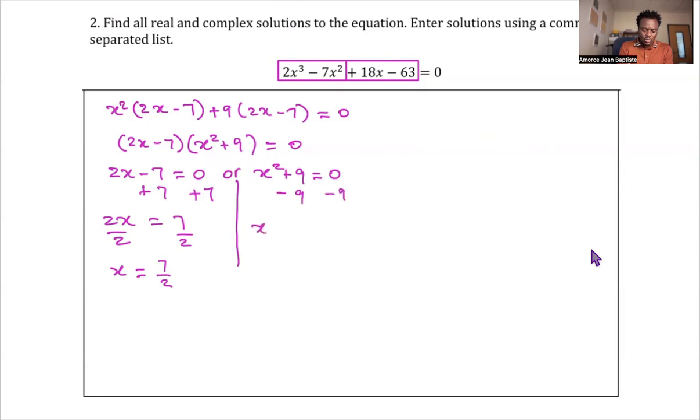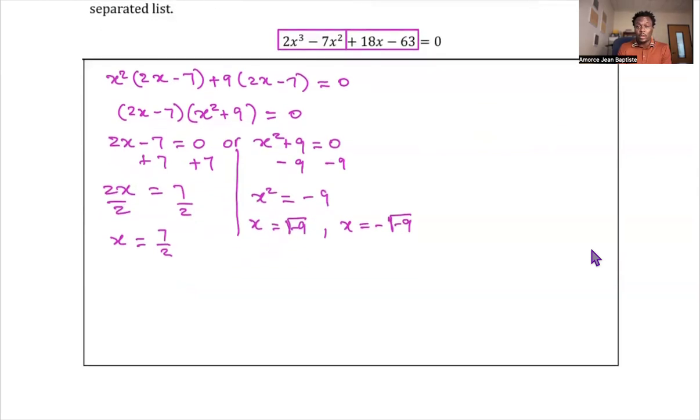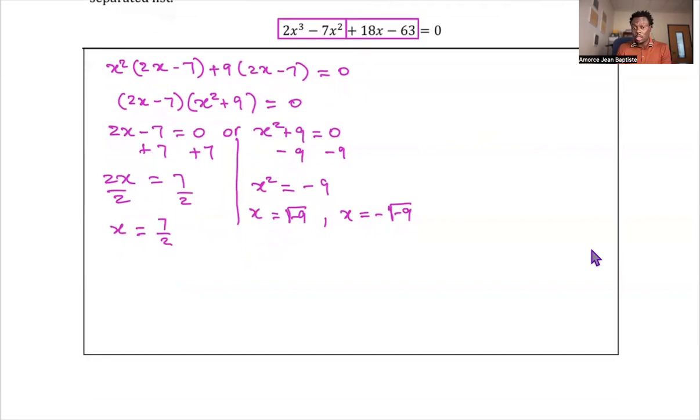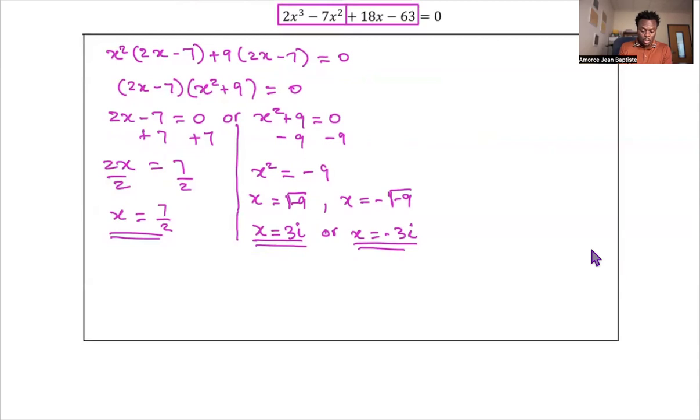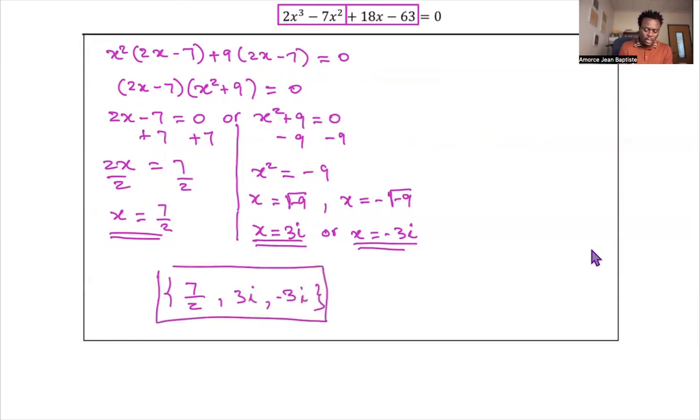Subtract 9 on both sides. X squared is negative 9. Use the square root principle. X equals plus or minus the square root of negative 9. But when you have the negative sign inside of the square root, it will require that you introduce the imaginary number i, which is square root of negative 1. So that would get you to x equals 3i, or x equals negative 3i. Three solutions, two of them are complex, and one is a real solution. So the solution set is 7 over 2, 3i, or negative 3i. So this is the solution set for this equation.